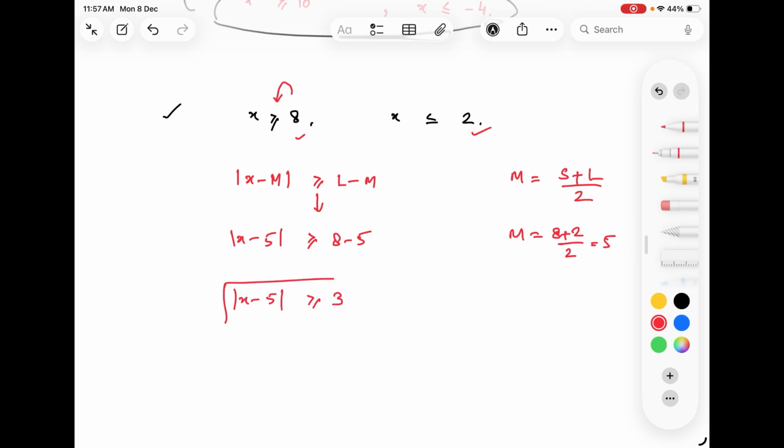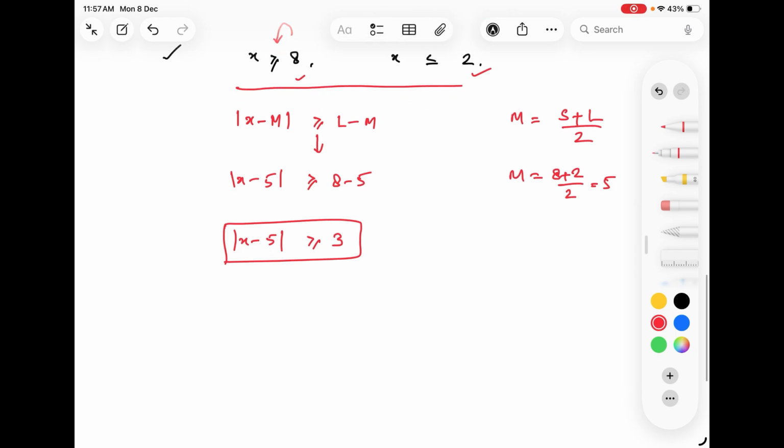You can just go backwards and see whether you get these two answers or not. See, x minus 5 greater than or equal to 3, or x minus 5 less than or equal to minus 3. So I get x is greater than or equal to 8, or x is less than or equal to 5 minus 3, which is 2.